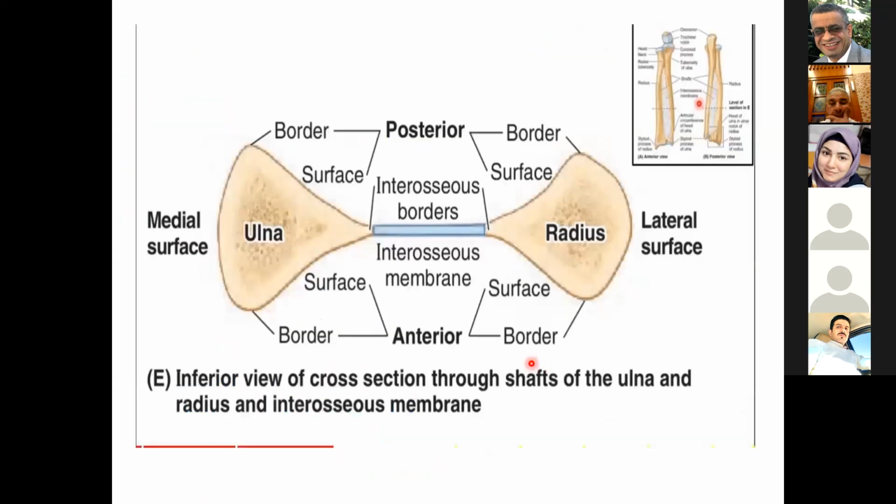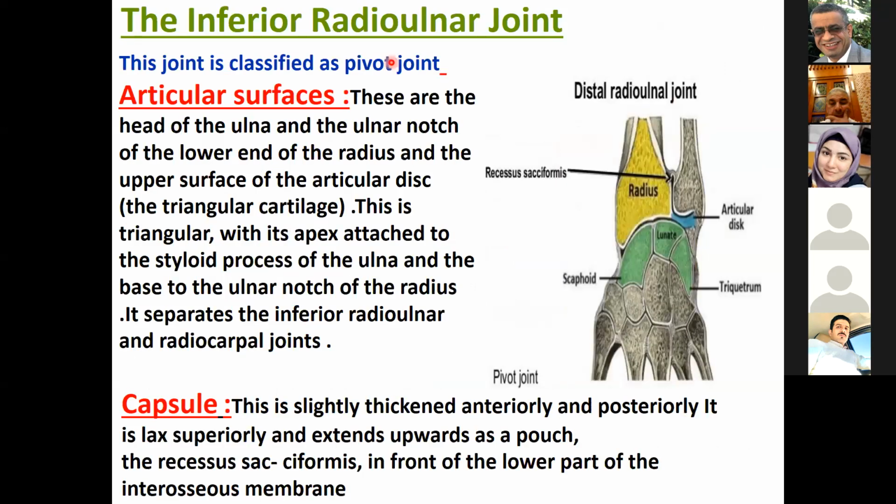This is an inferior view of a cross section through the ulna and radius and the interosseous membrane. The inferior radio-ulnar joint is classified as a pivot joint. The articular surfaces are the head of the ulna and the ulnar notch of the lower end of the radius and the upper surface of the articular disc.